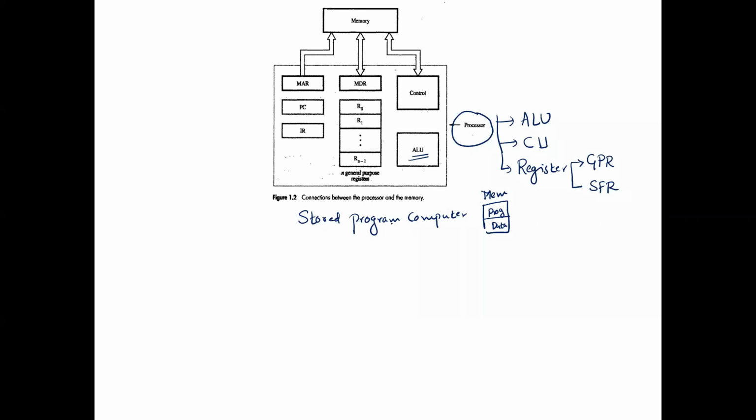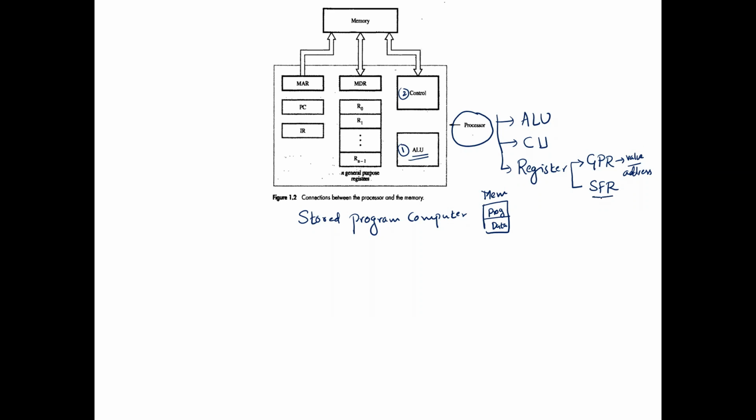Now, the basic stored program computer we have included: this is the ALU, control unit, and register sections. Now GPR, general purpose registers, from R0 to Rn-1. These are general purpose registers, so their purpose has not been defined. You can store either a value or an address, and that value will not specify anything. It is a general purpose value.